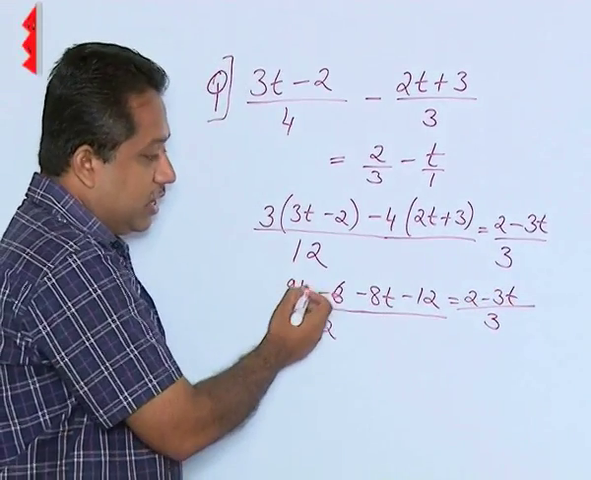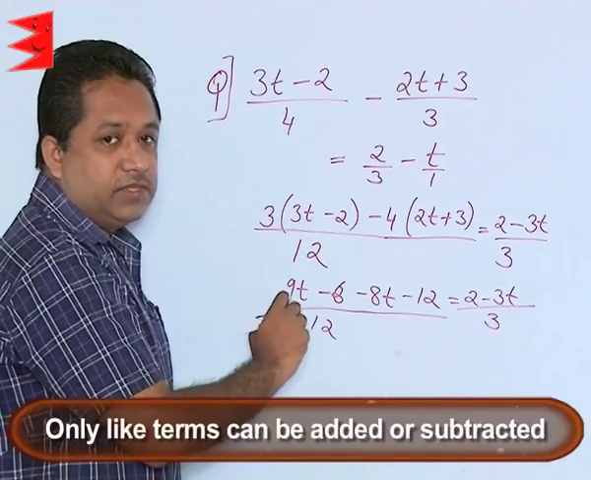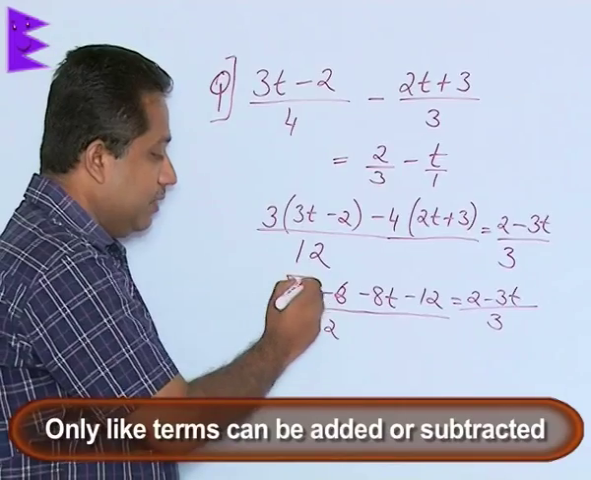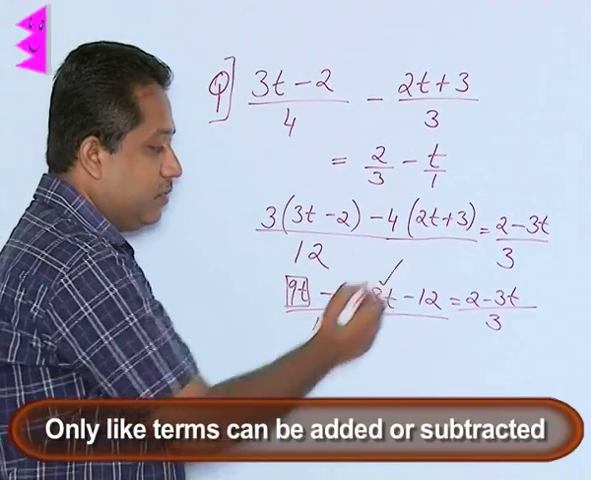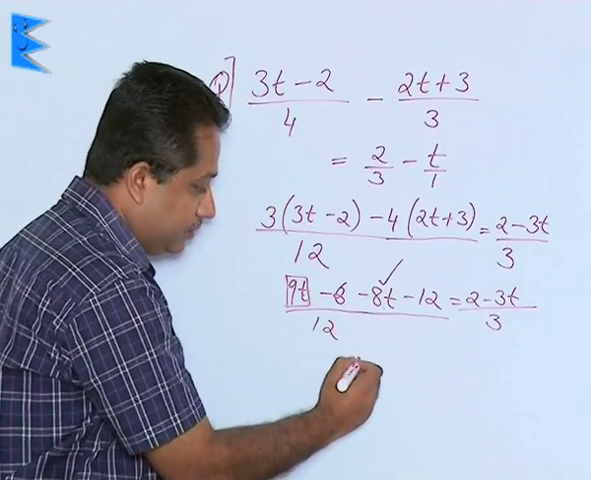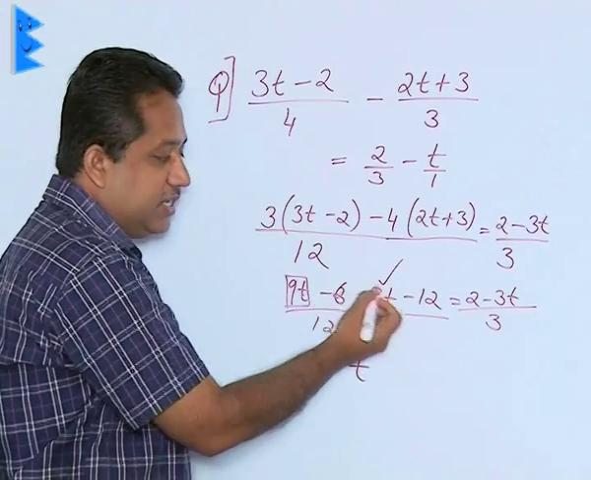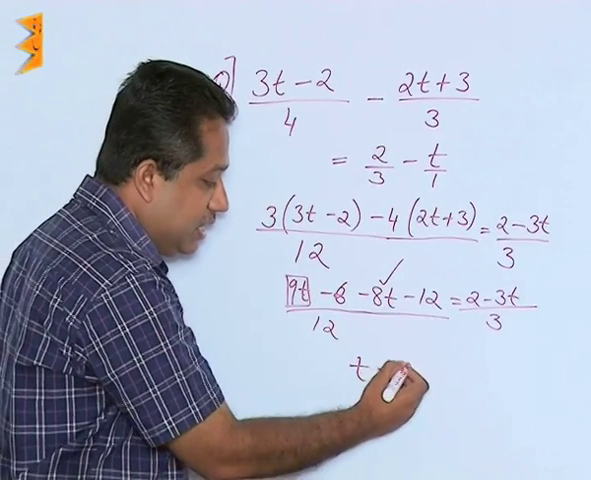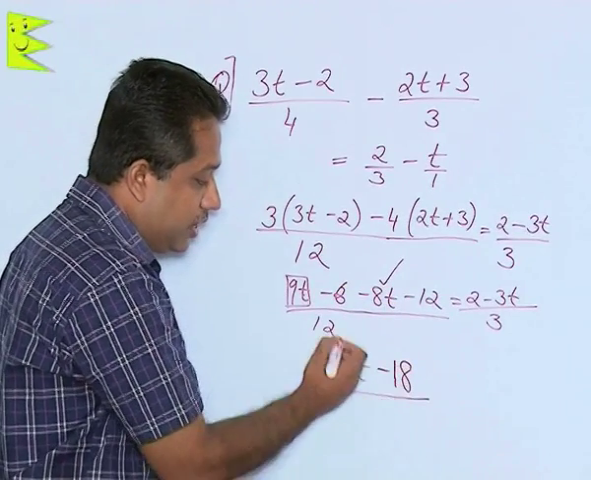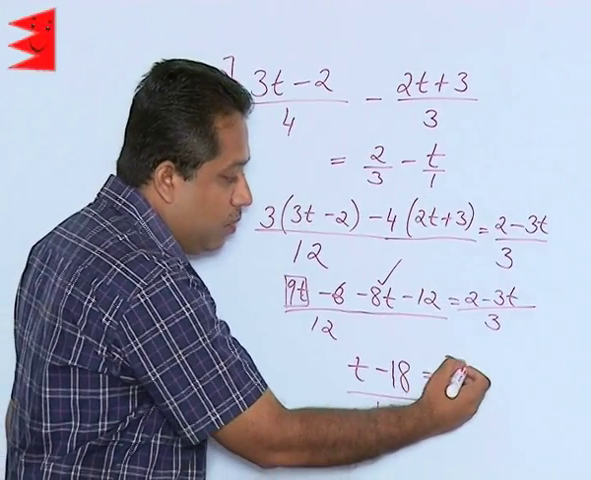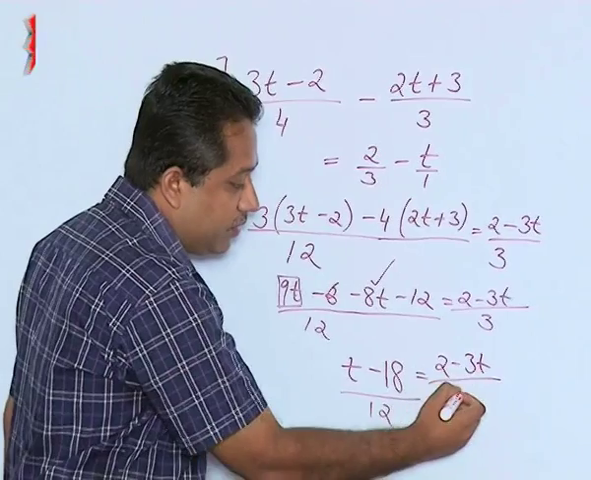Now, look at the like terms. Only like terms can be added or subtracted. So, the like terms here you will find one is 9t and the other is 8t. So, 9t and minus 8t will become positive t. Minus 6 and minus 12 when you add is going to become minus 18, upon the denominator 12, is equal to 2 minus 3t upon 3.